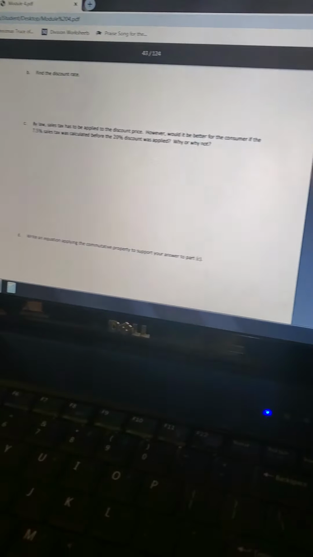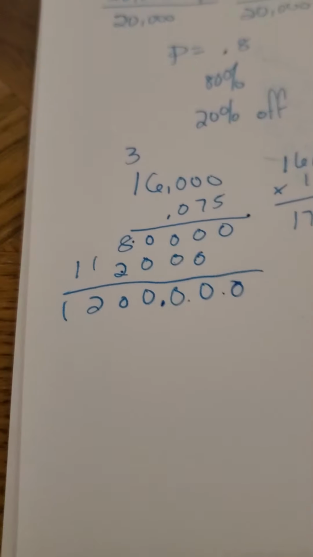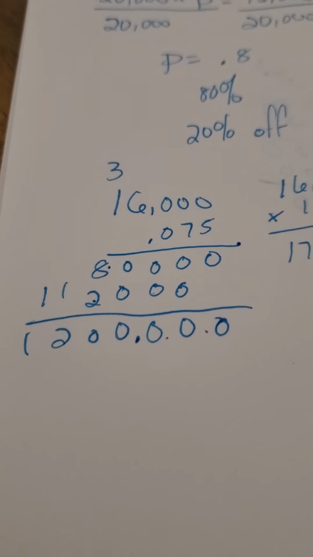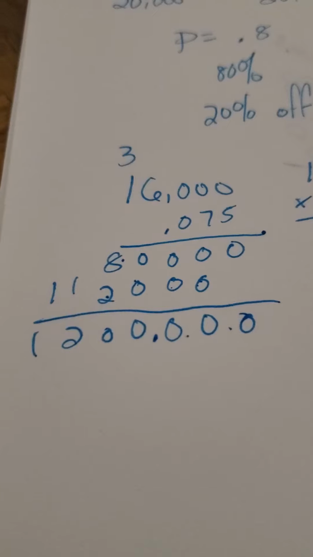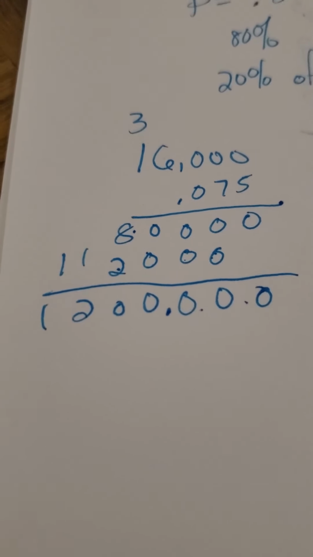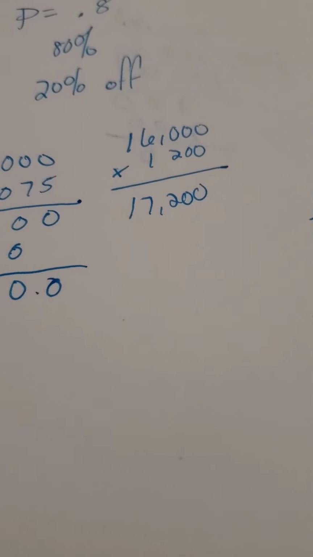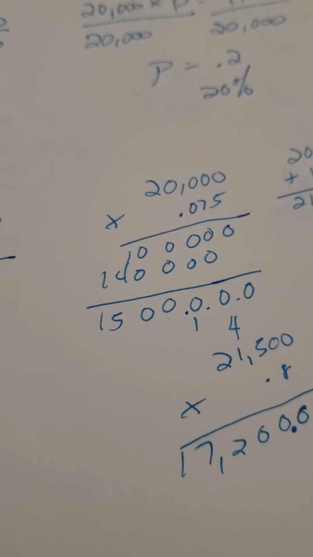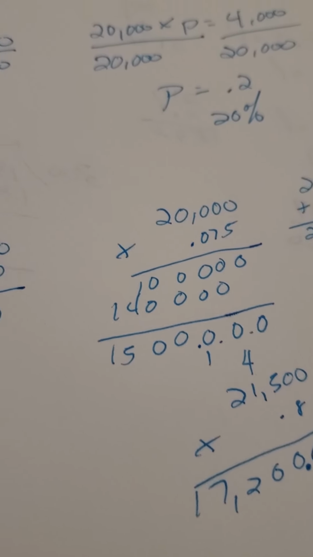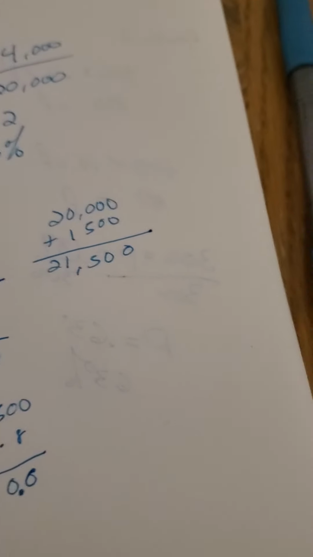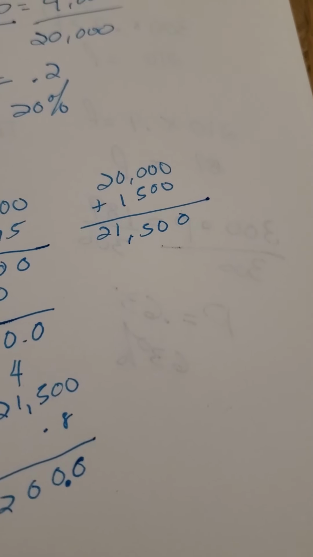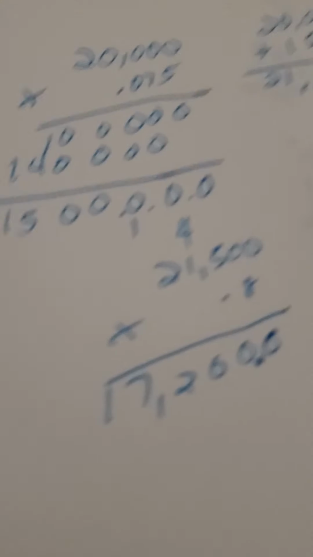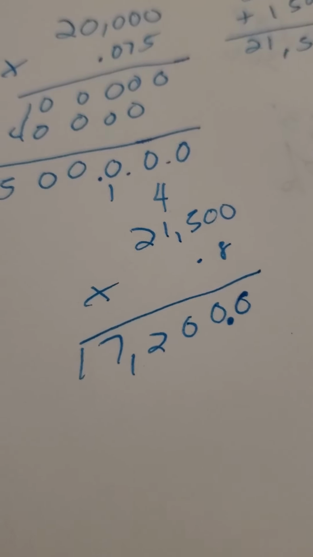Okay, go ahead. So this required a little bit more computation. Basically here I took the 16,000, which was our discount price, and multiplied it by the 7.5%, which got us $1,200. Added it to the 16,000, got 17,200. Over here, we did 20,000 and multiplied by the sales tax, which got us $1,500. Added the $1,500 to 20,000, got 21,500, and then took 80% because of the 20% discount.